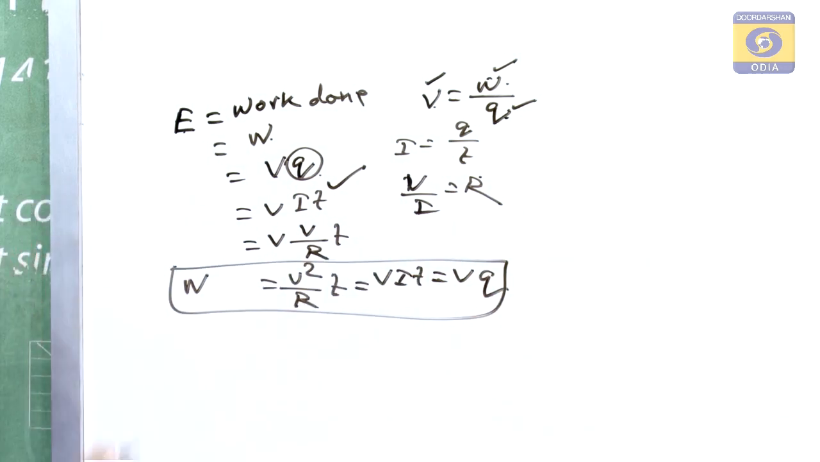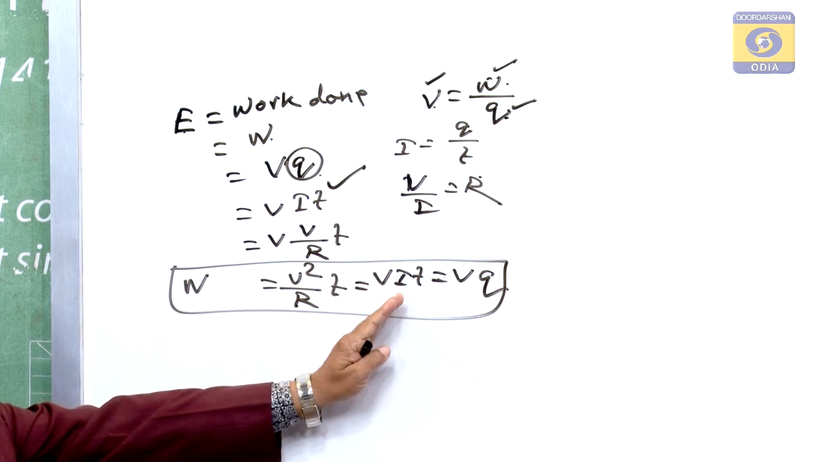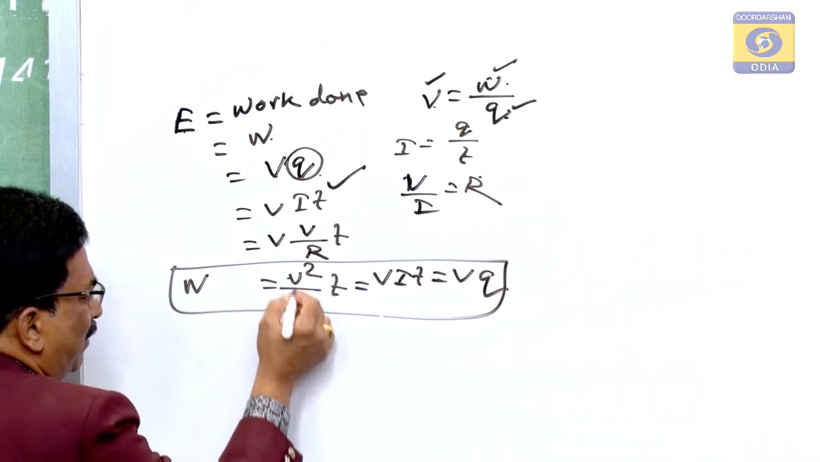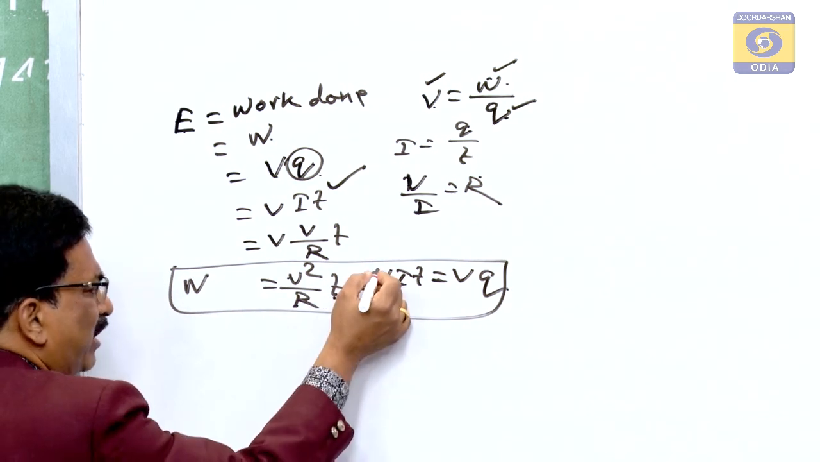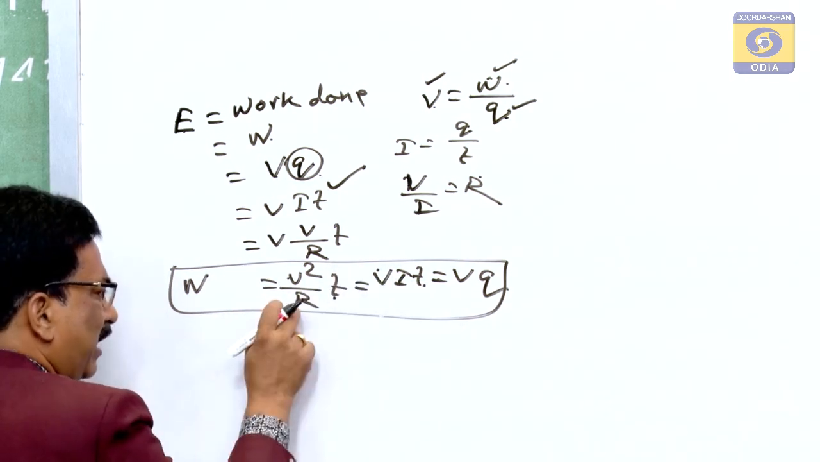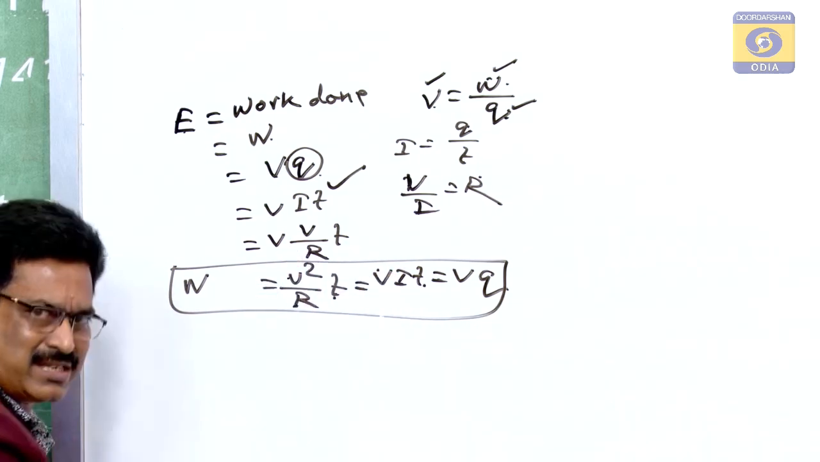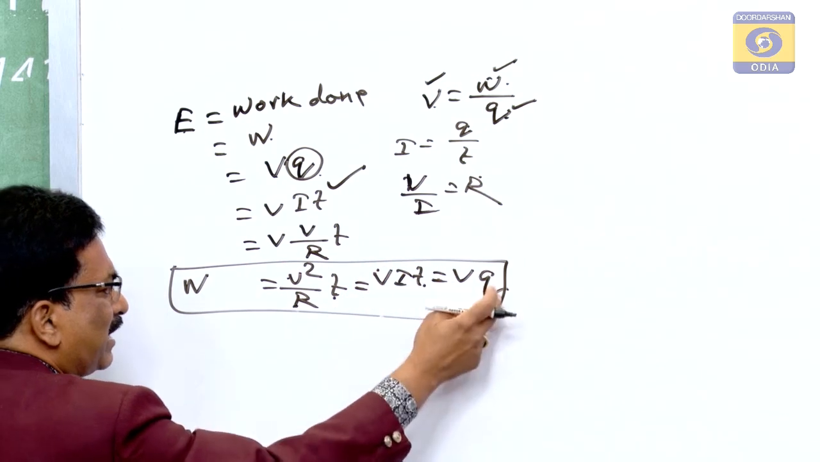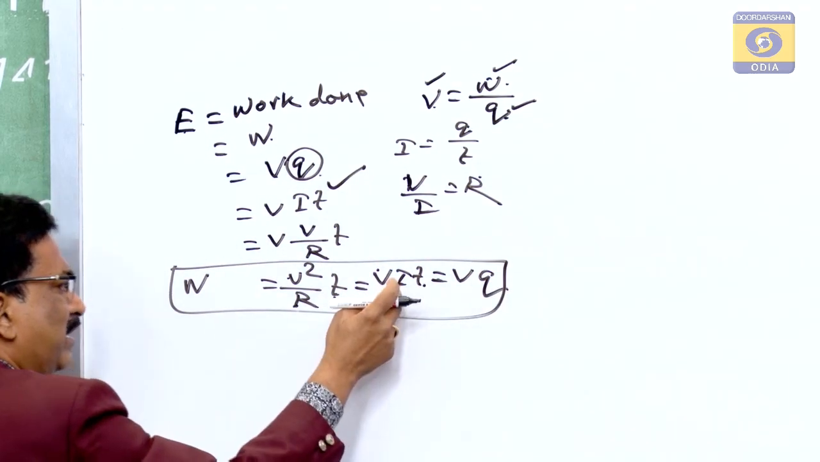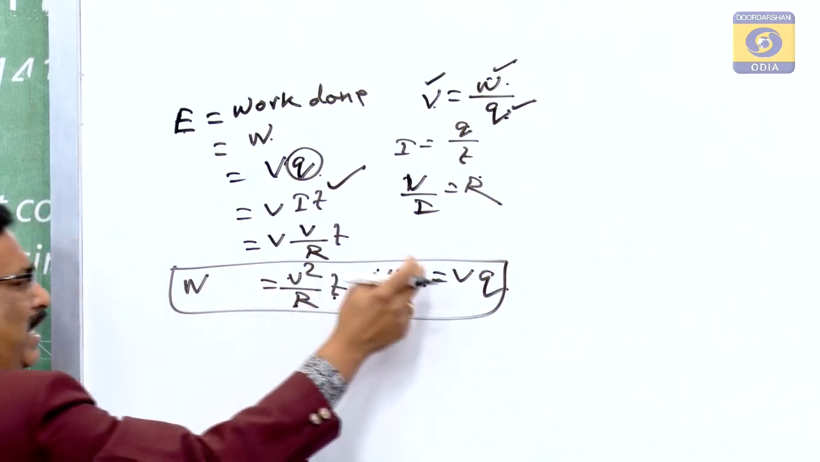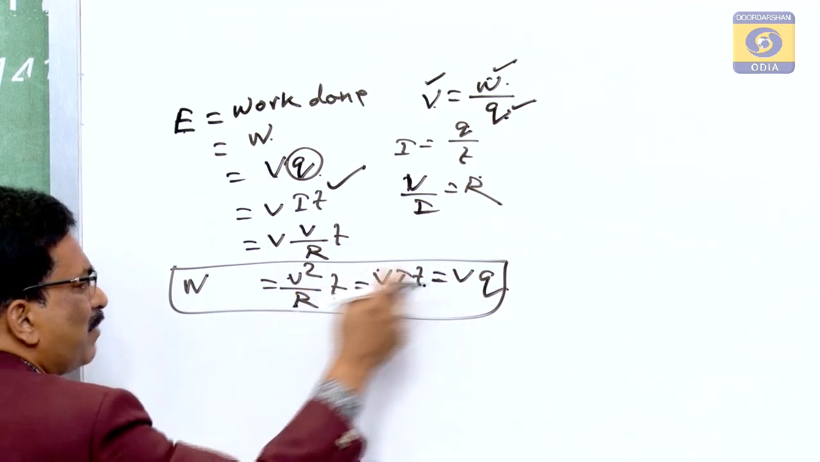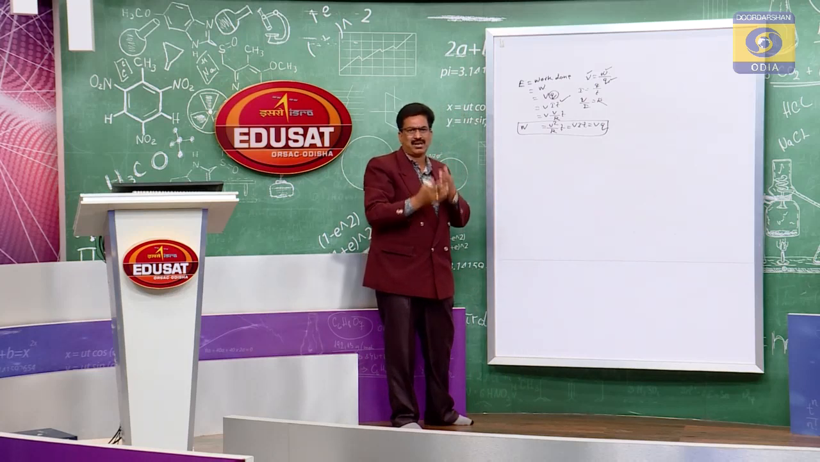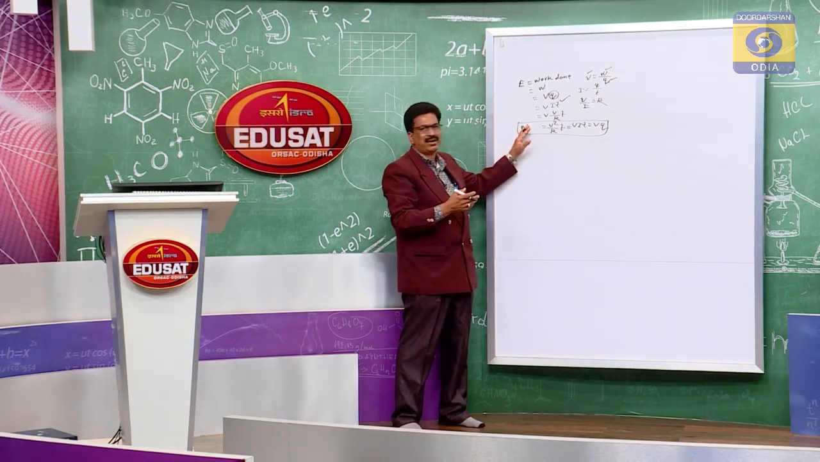This amount of work done in the electrical system depends upon various factors. What are the factors? Potential difference, resistance, and time. Potential difference and time are there, but here it is resistance if the current is supplied. Here the potential difference is with the charge. Here there is no charge, and here there is no time. So depending upon the various factors supplied to the circuit, the work is done accordingly.